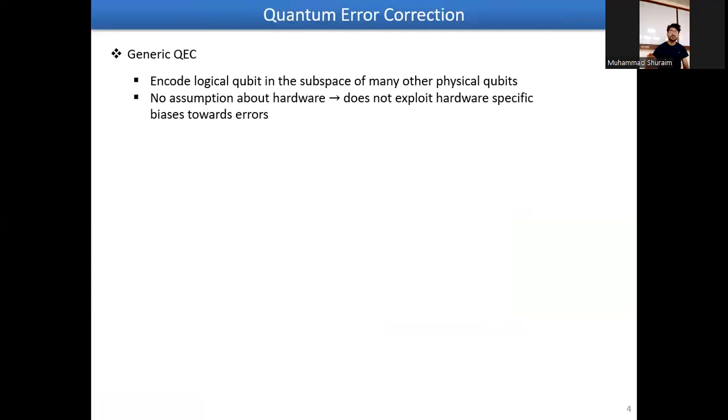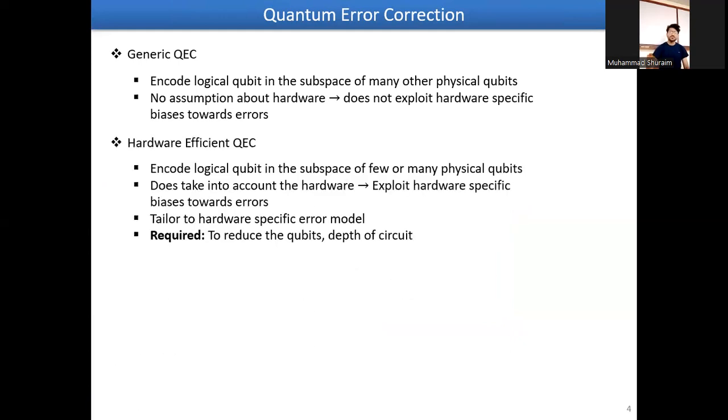So when we have errors, we have to correct them. There is a general scheme for quantum error correction. What we do is encode the logical qubits in the subspace of many physical qubits, and we do not take into account the hardware-specific errors. But for that, we have to use a much larger circuit depth for the error correction scheme. So we prefer the hardware-efficient quantum error correction scheme.